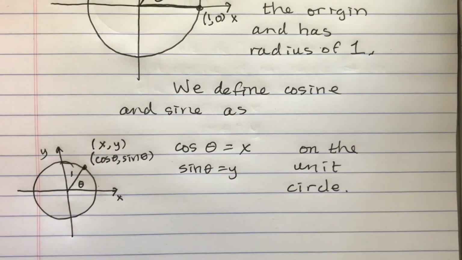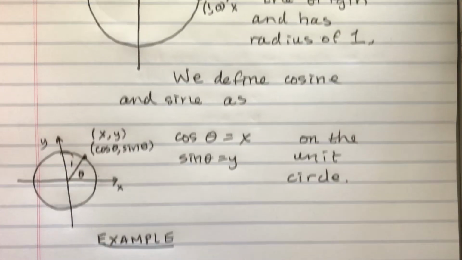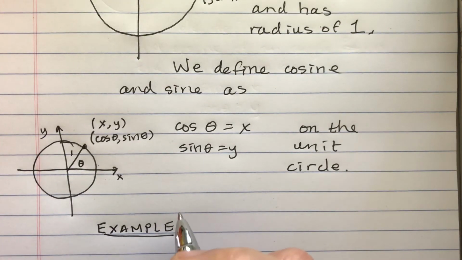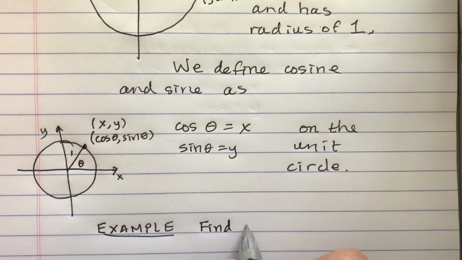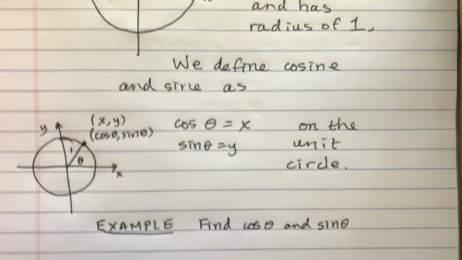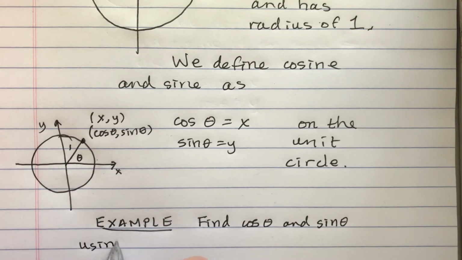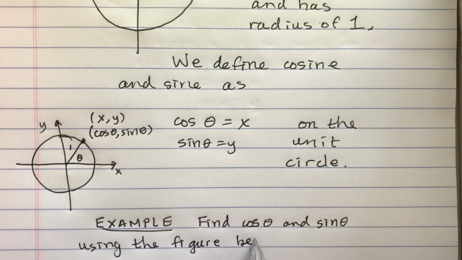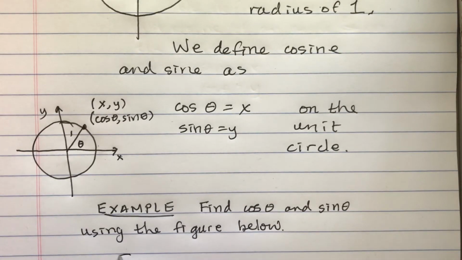Now, let's go ahead and do an example where we apply this definition. Find cosine theta and sine theta using the figure below.